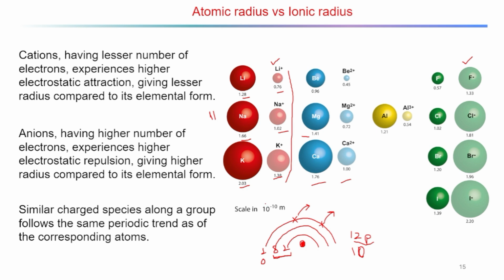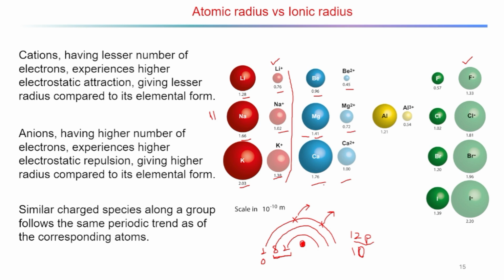Okay. So if you want to convert it into picometer, just multiply by 100. So this is 203 picometer and this is now 138 picometer. Similarly, in case of beryllium, we had 96 picometer size, but beryllium 2 plus is only 45 picometer. Magnesium is 1.45 picometer and Mg2 plus is only 0.72 picometer.